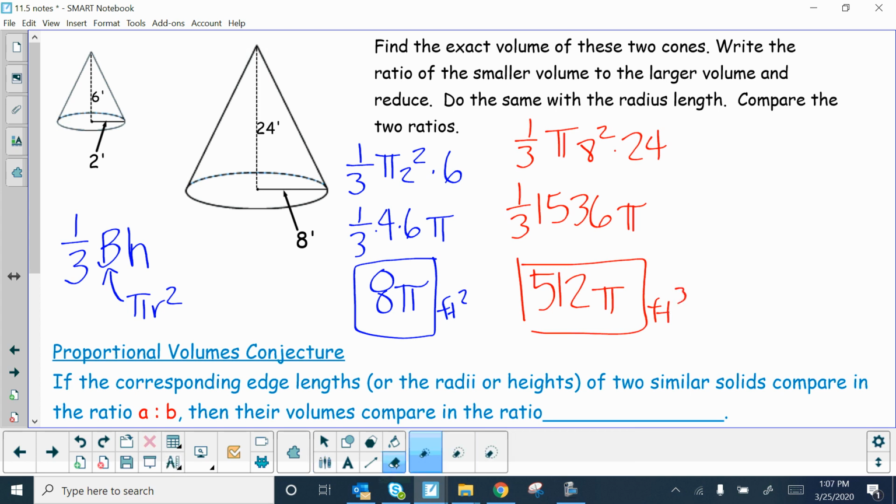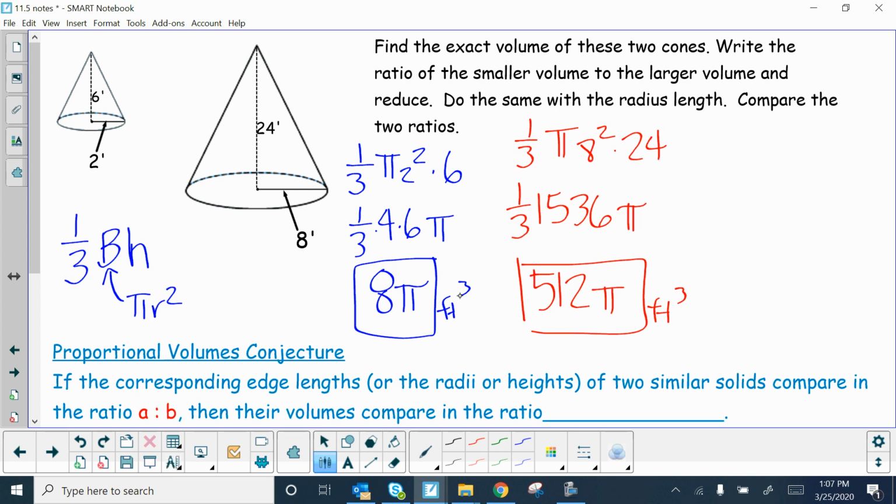Sorry, guys. Let me go back in. You probably caught it before I did. Good job. This is cubic feet, because we're now in cubic units because that's volume.